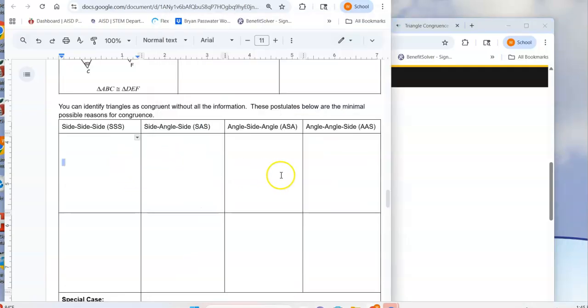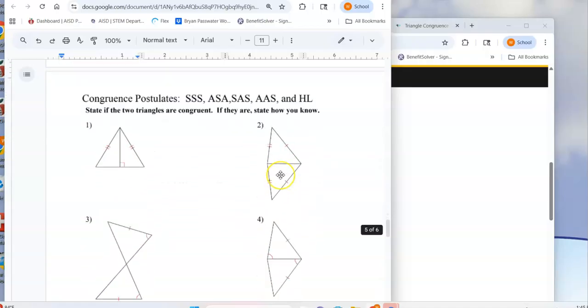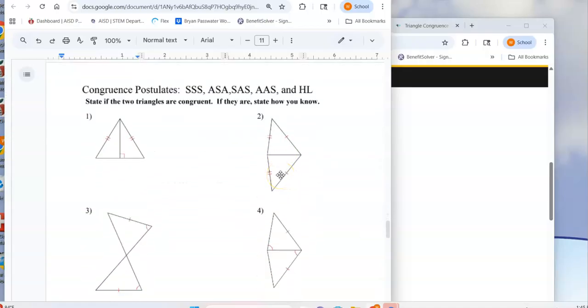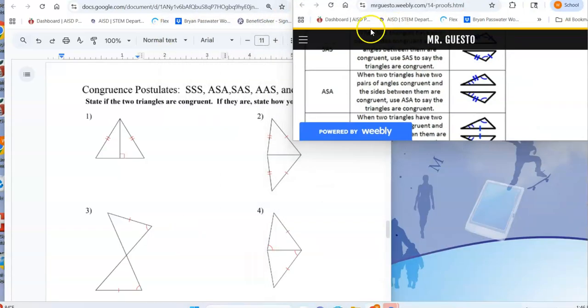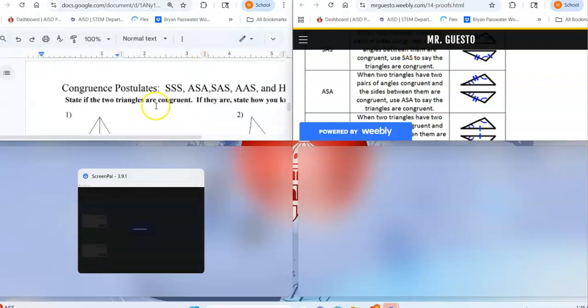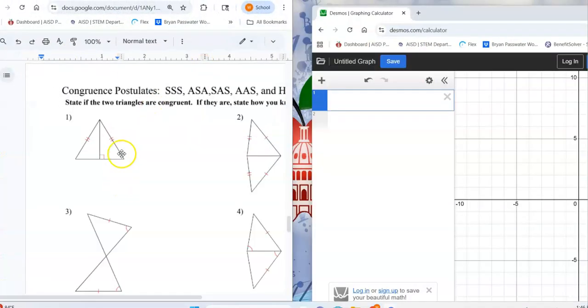All right, so the rest of today is about whether you can quickly identify if they are congruent and why. Let me show you how I would do this. Okay, I'm going to demonstrate how to do this one.